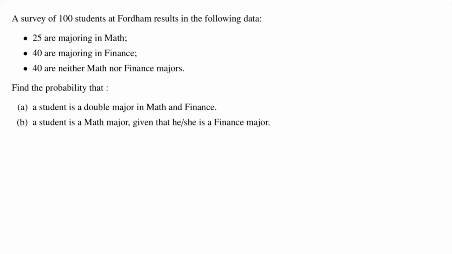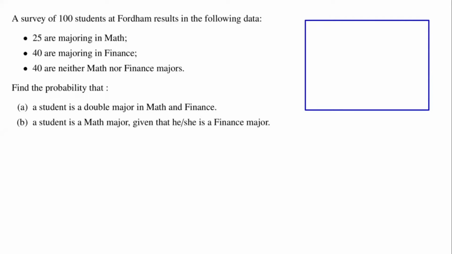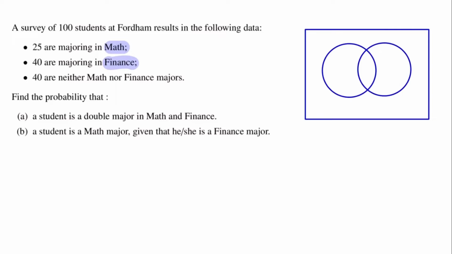So let's create a Venn diagram before we even look into what it is that we're asked to find. So here's our rectangle. And since there are two majors we're considering, I'm going to draw two circles in our Venn diagram. Let's use the following variables. Let M stand for math major, and F stand for finance major. So let's call this one the M circle, that's the F circle, and the rectangle will be the outside, not M, not F. So 40 are neither.